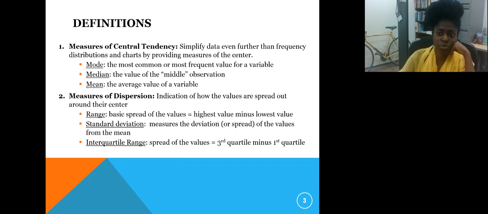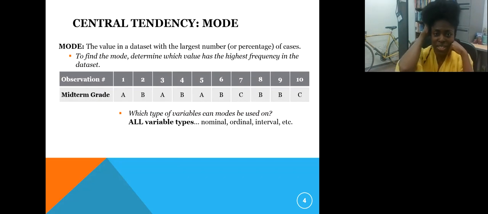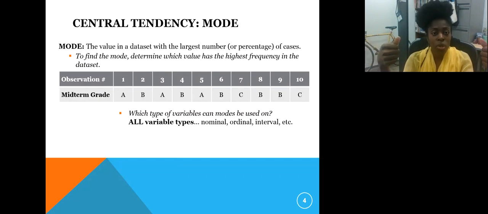Just that simple. Okay, so let's look at an example of the mode, one of our forms of measures of central tendency. Again, this is the value in the data set with the largest number of cases. We know cases is another word for observation, right? So to find the mode, determine which value has the highest frequency in the table, in the data set.